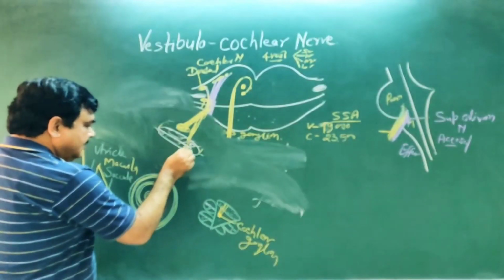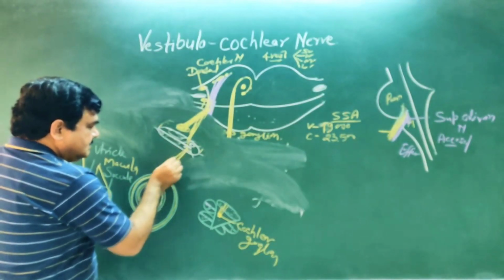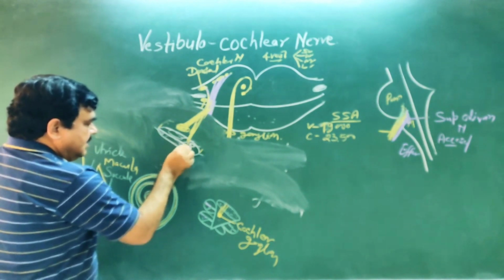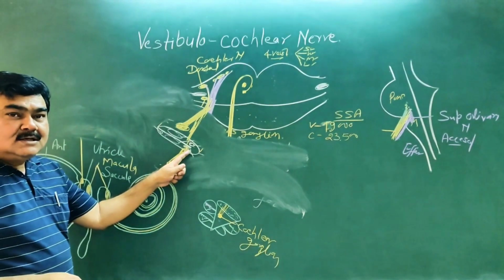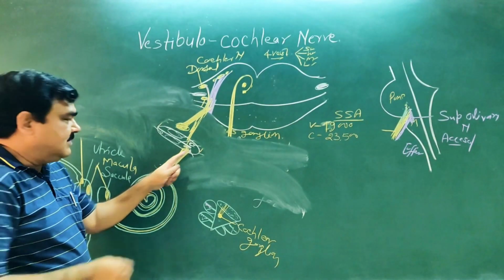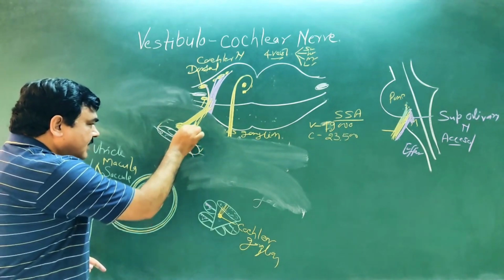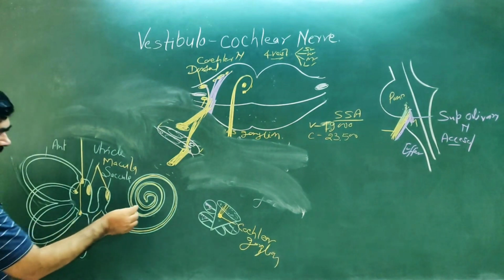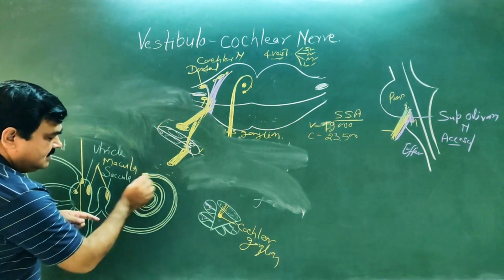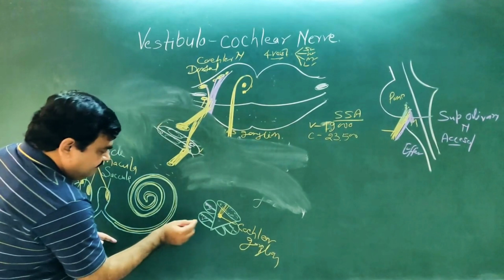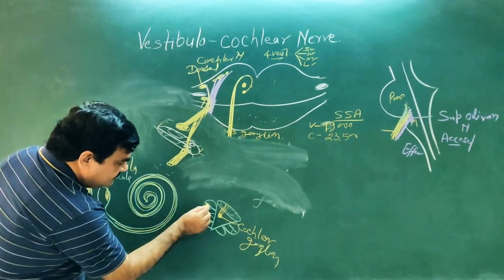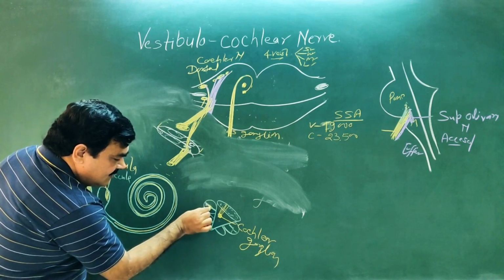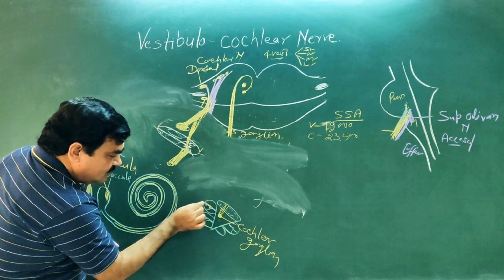From here, fibers go into the modiolus. This is the modiolus, and here the foramen is known as the tractus spiralis foramen. It passes through the tractus spiralis foramen. Here you can see the cochlear duct and the hair cells: inner hair cells and outer hair cells.